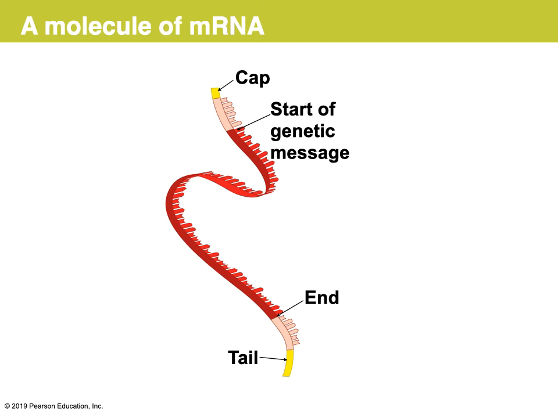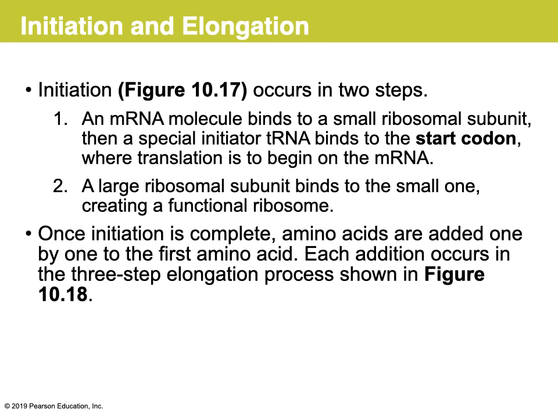So you've got that cap, the beginning of the genetic message, and the tail, showing the end of it. So initiation brings all the parties together. The messenger RNA binds to the small part of the ribosome. Initiator tRNA binds to the start codon, right? Remember there were codons that indicated the beginning and ending of a gene, and that's where translation is going to start. This large ribosomal subunit comes in and binds to the small one, so now you've got a functional unit here.